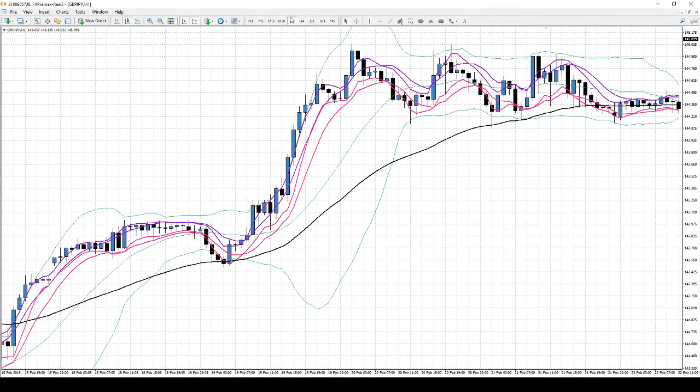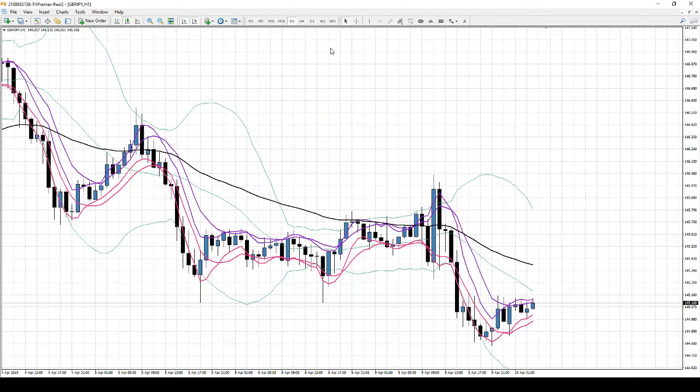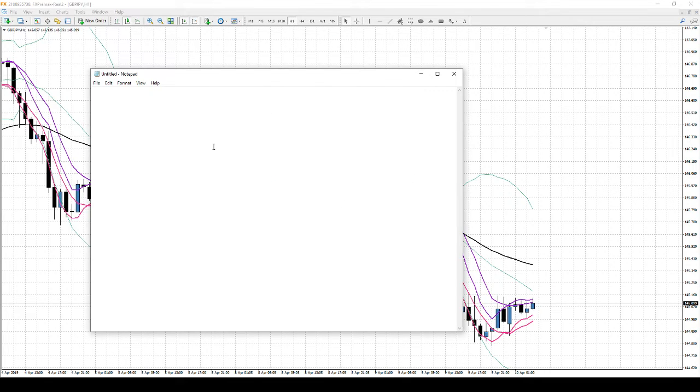Right. I'm going to choose GBP JPY this time. You open the chart, and I'm going to have a look at the Euro USD as well, right? All right, this is the basic of implementations.